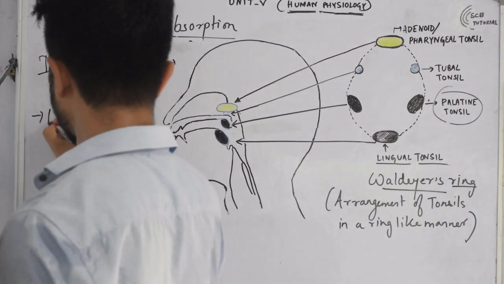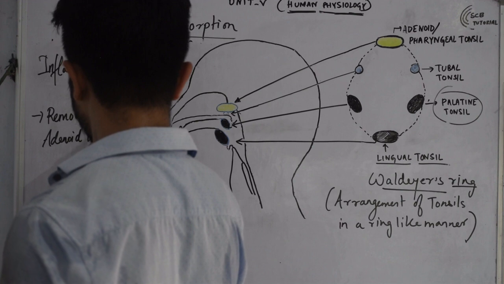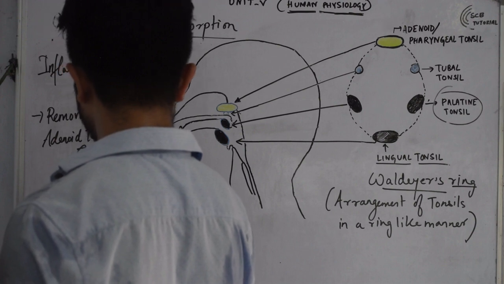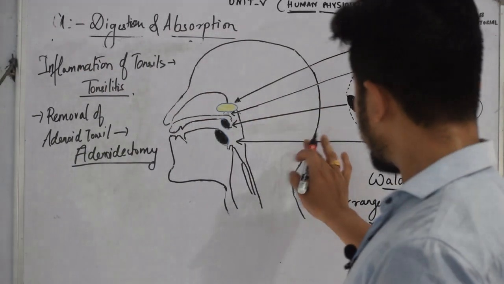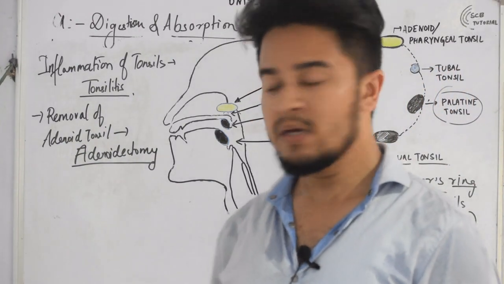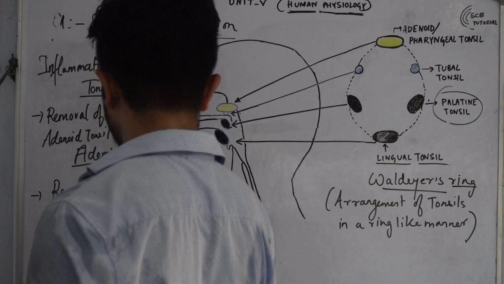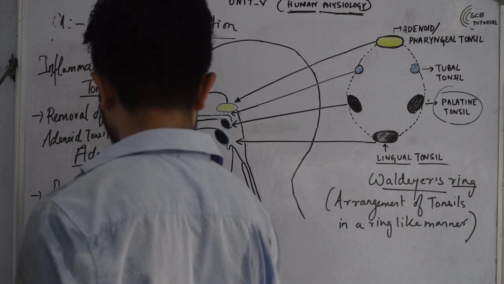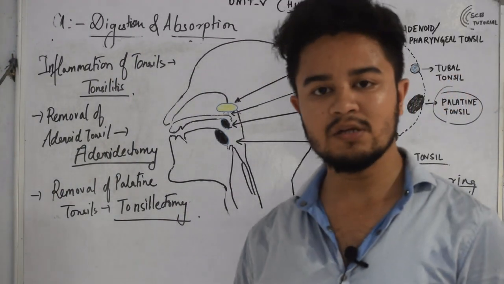So this removal of adenoid tonsil is called adenoidectomy. And if there is inflammation in the palatine tonsil, then there will be difficulty in swallowing, or sore throat, and fever may also arise. In that condition, the removal of palatine tonsil is called tonsillectomy. So this removal of the palatine tonsil will be called tonsillectomy, right?